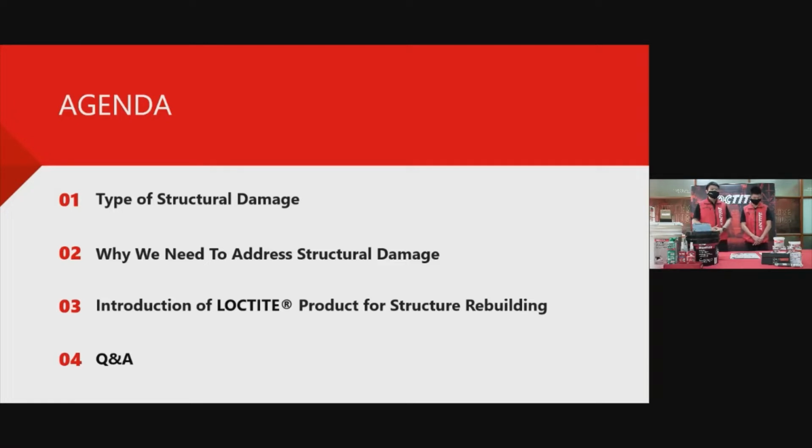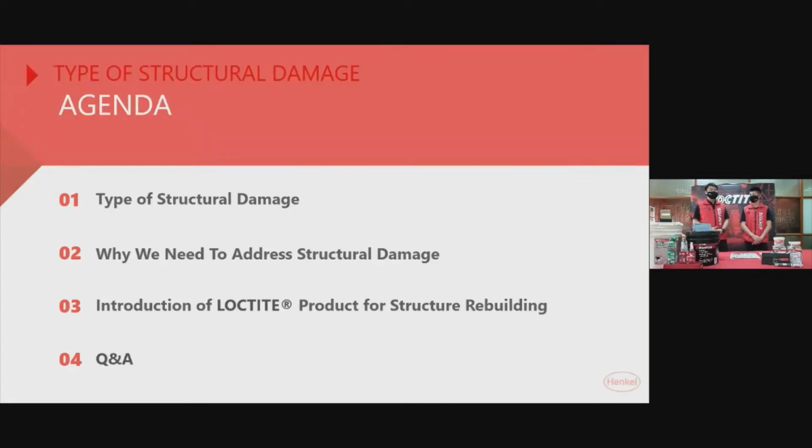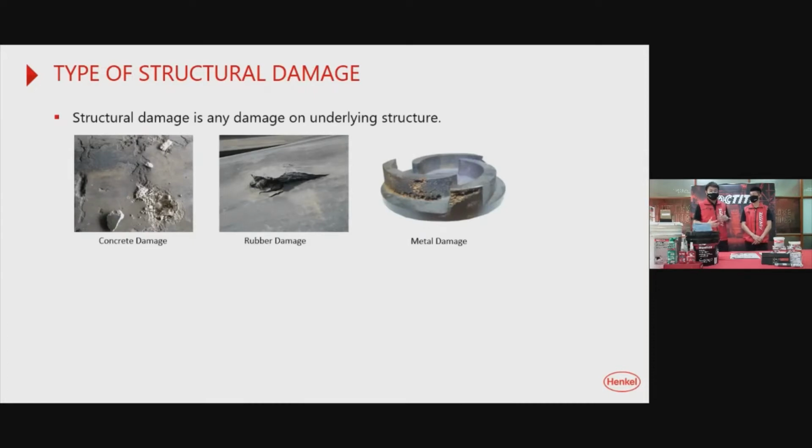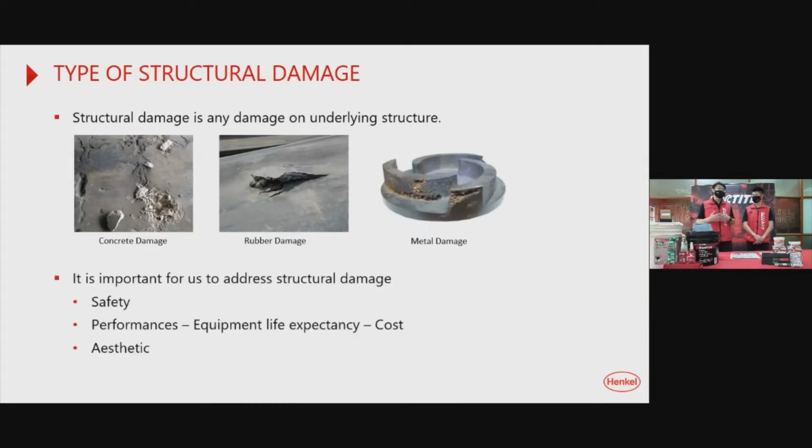So let's start our first topic today: types of structural damage. Some of you might be very new to this, or some of you already experienced. As you can see from the slide, first will be concrete damage, second rubber damage, and third is metal damage. These are a few common types of structural damage that we face daily. And it's very important to address all these structural damage.